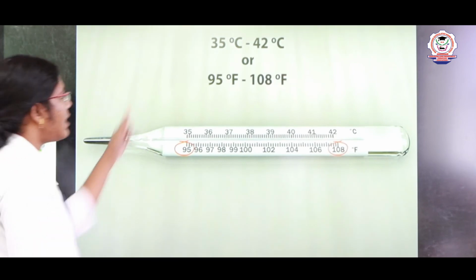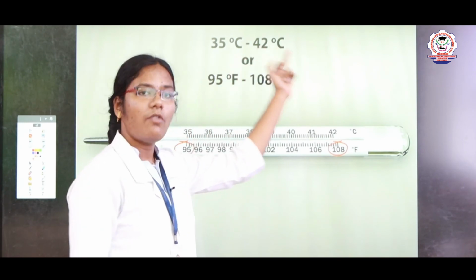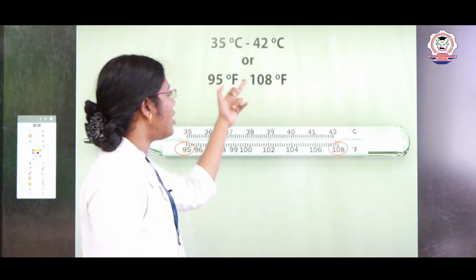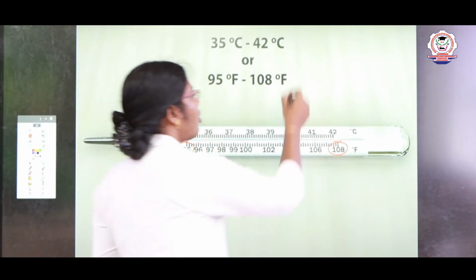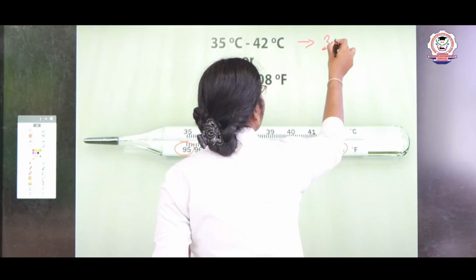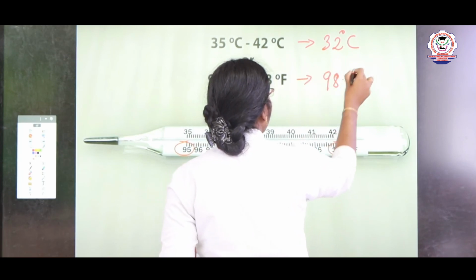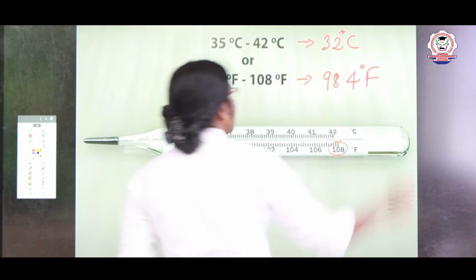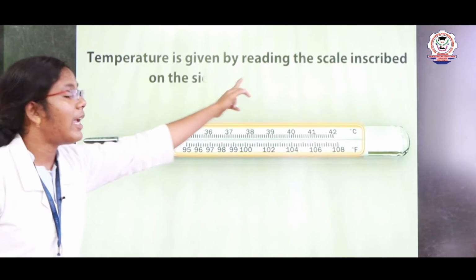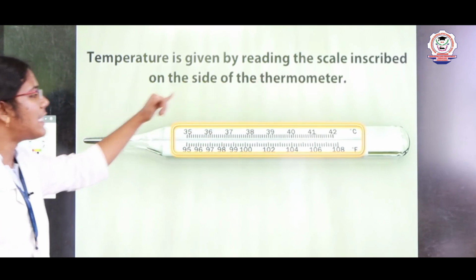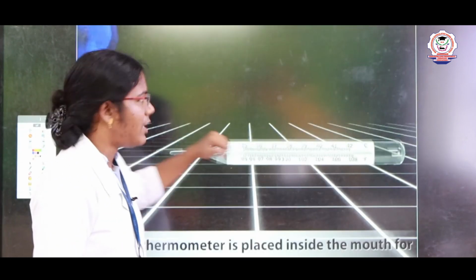Now just see this. The range of the clinical thermometer is from 35 degrees Celsius to 42 degrees Celsius, that is, 95 degrees Fahrenheit to 108 degrees Fahrenheit. You know the normal body temperature, right. In Celsius, it is 32 degrees Celsius, and in Fahrenheit, 98.4 degrees Fahrenheit. The temperature is given by reading the scale. On both sides of the thermometer we have readings.